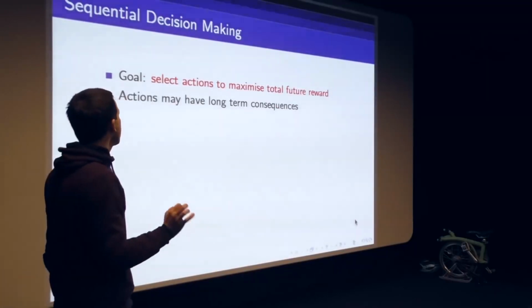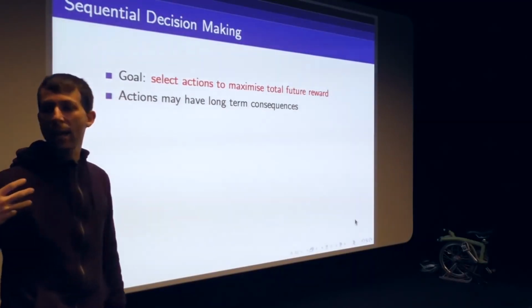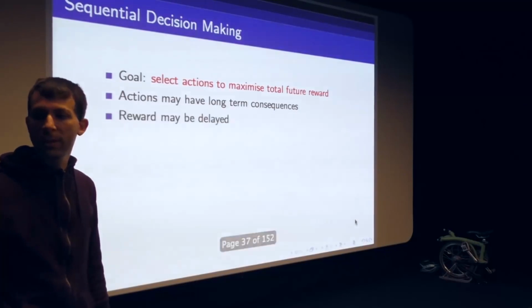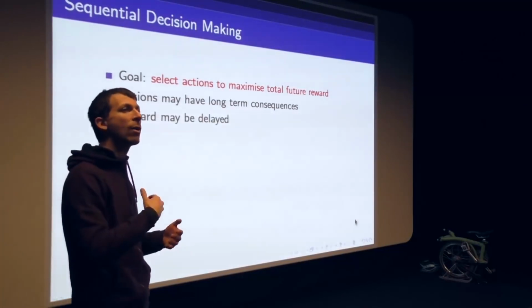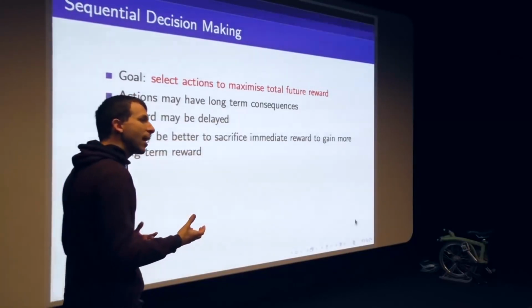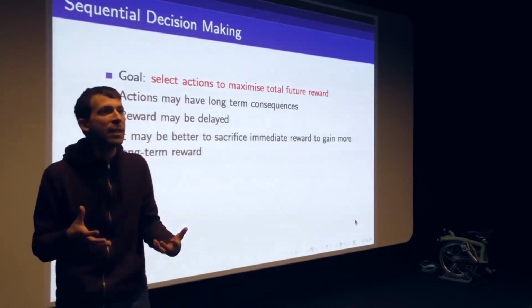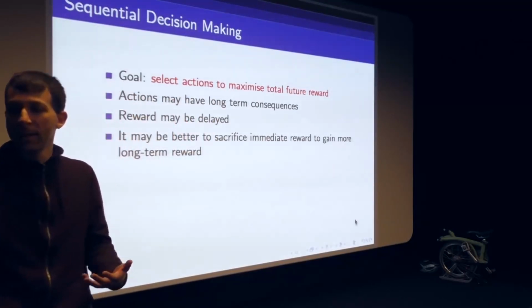In particular, what that means is that we have to plan ahead. We have to think ahead, because actions may have long-term consequences, and the reward that we get might not come now. It might come at some future step. And sometimes that might even mean that you have to give up some good reward now so as to get more reward later. So you can't be greedy when you do reinforcement learning. You have to think ahead.